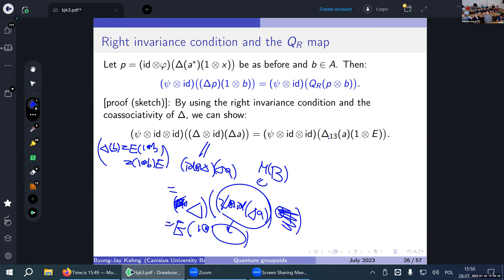What I'm doing is thinking of this, by using the co-associativity, as delta acting on an element in the source algebra, using the co-multiplication property of the source algebra, then replacing what B was, and then bringing it back. Once you're here, compared to there, this is A star, and then multiply one tensor X, and then apply phi here, or something like that, and then one X.